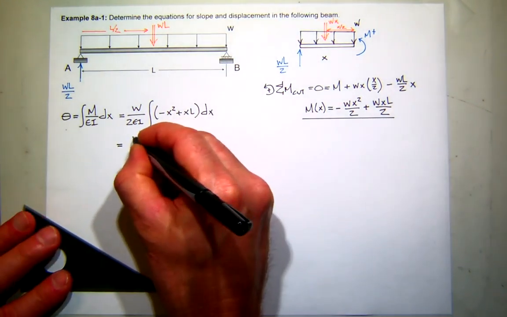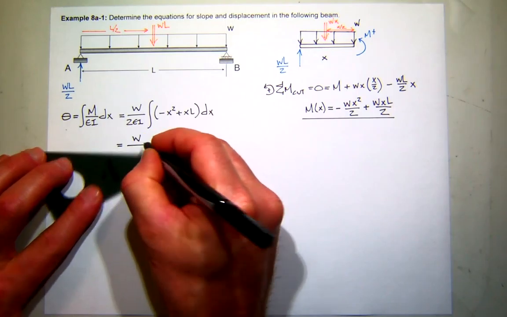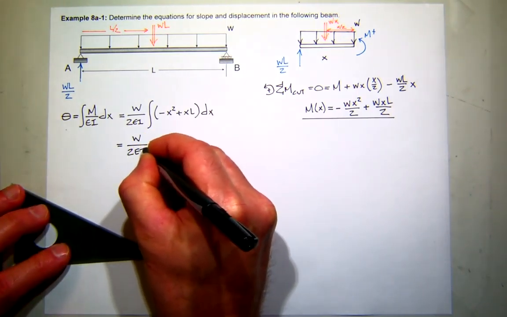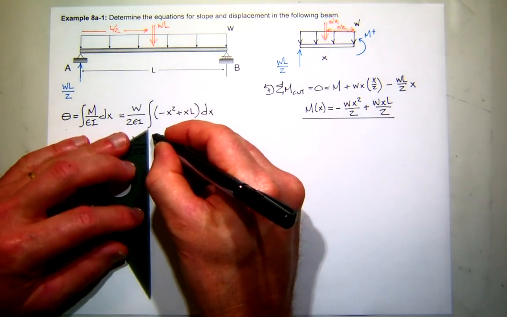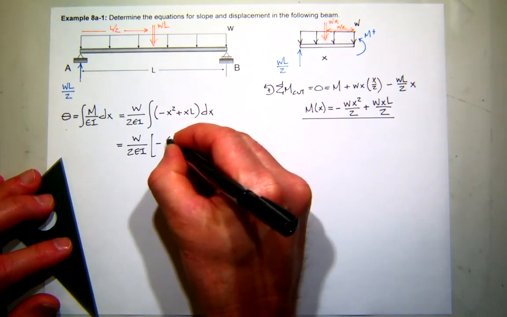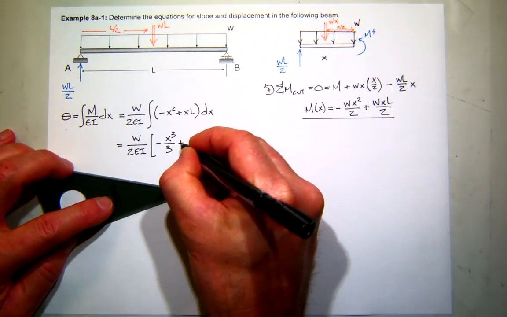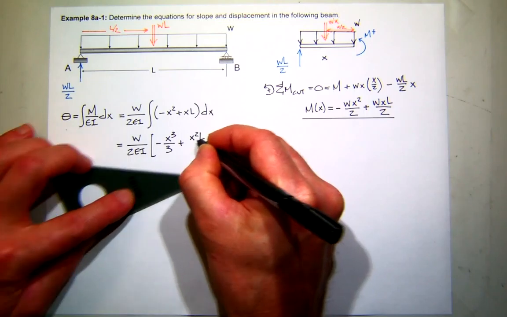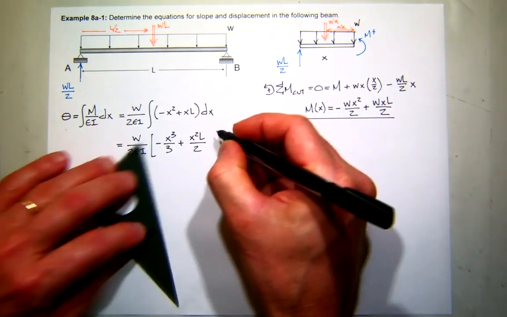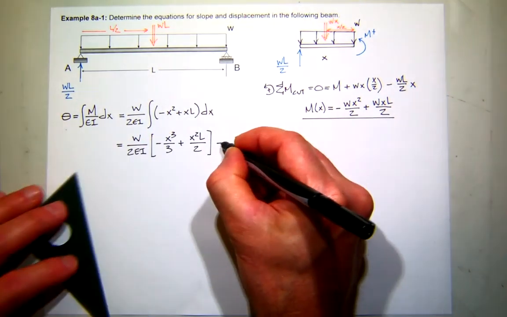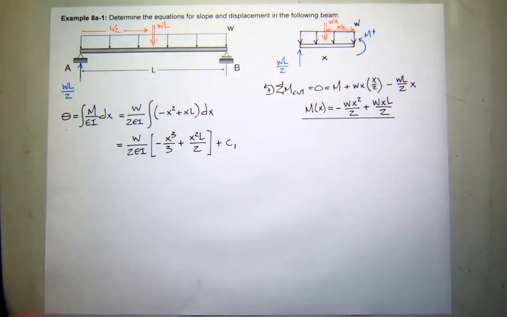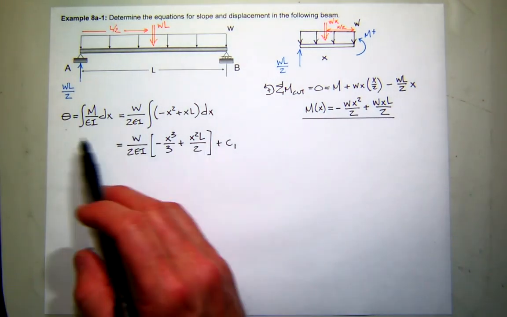So if you actually now do that integral, the constant still stays there, W over 2EI. And what I'm left with is minus x cubed over 3 plus x squared L over 2, and I generate an integration constant, C1. So this is my expression now for the slope.